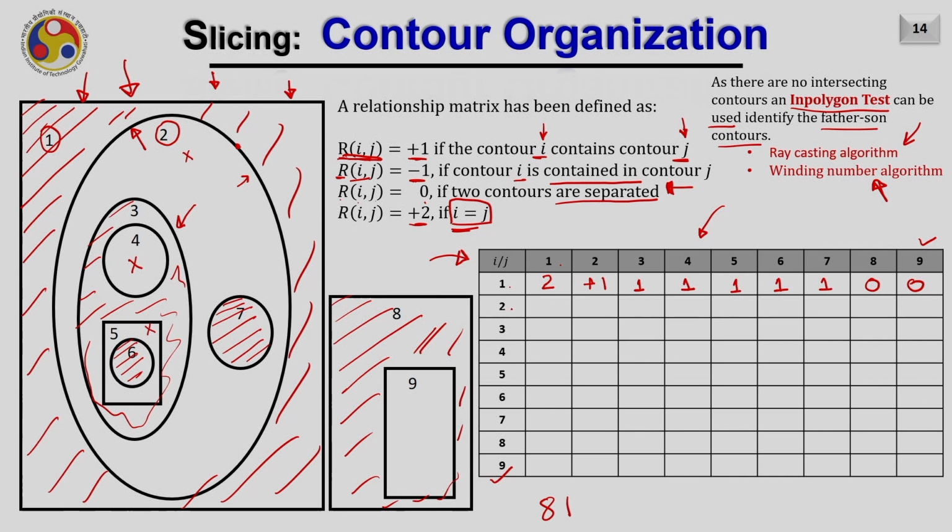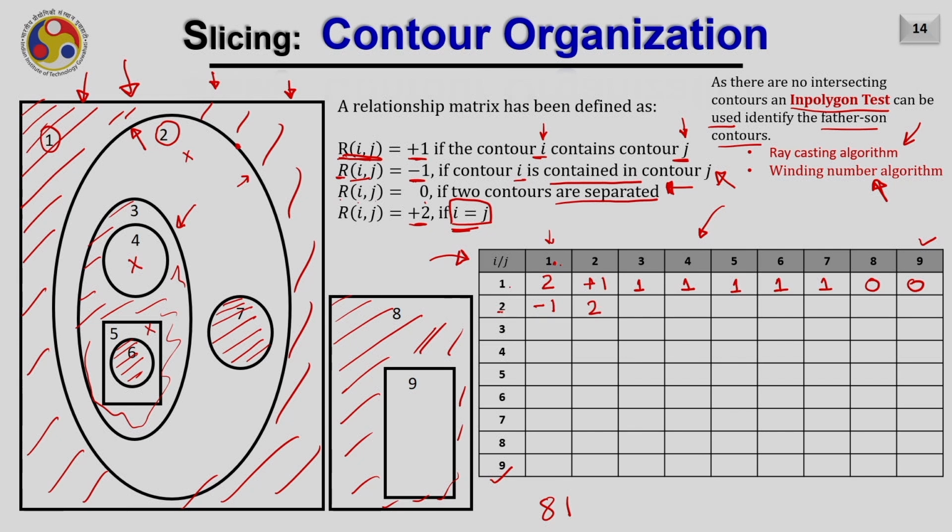Second contour is contained inside the first contour. That means I will write minus 1 here as per the definition given here. If the ith contour is contained in jth contour, I need to write minus 1. And it can be seen second contour is inside contour number 1, hence minus 1. Then for 2, 2, I need to write 2 only.